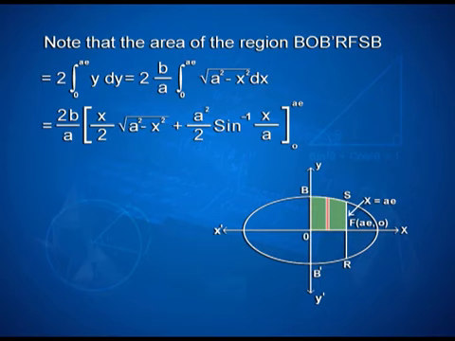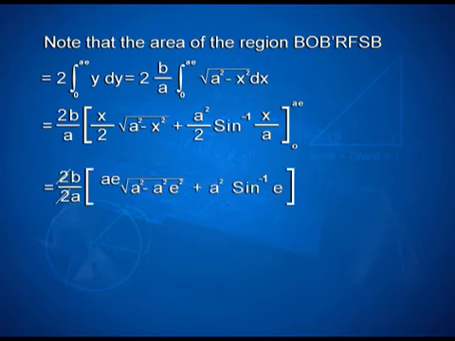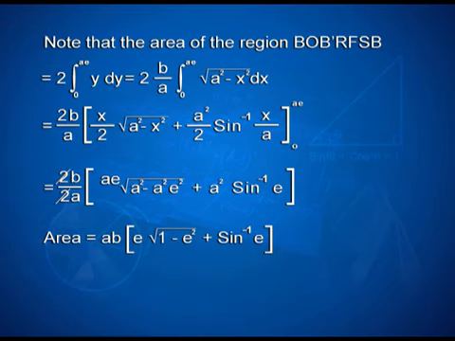On applying limits, we have 2b upon 2a into [ae square root of a squared minus a squared e squared plus a squared into sine inverse e]. Therefore, the required area is ab into [e square root of 1 minus e squared plus sine inverse e].